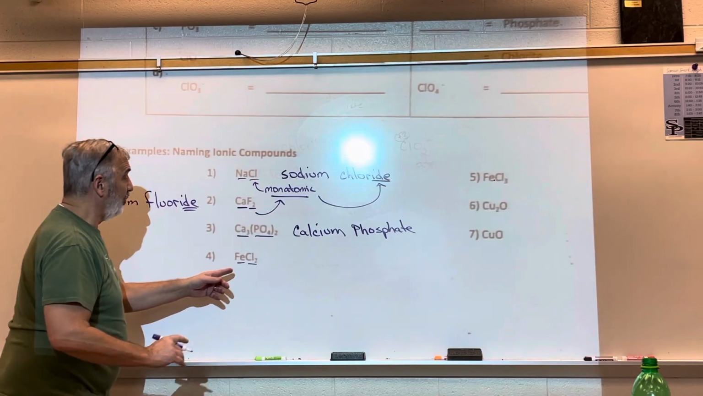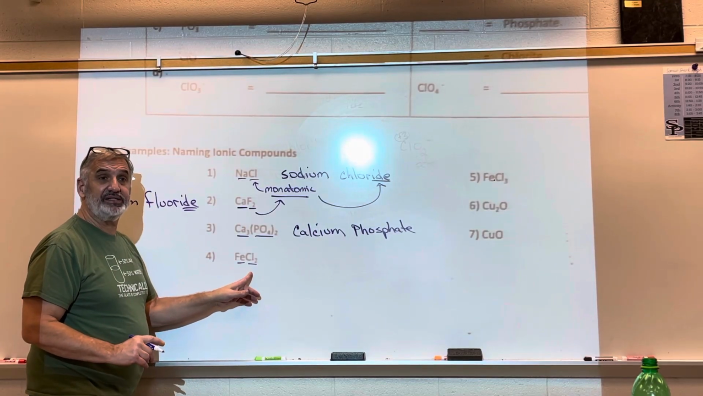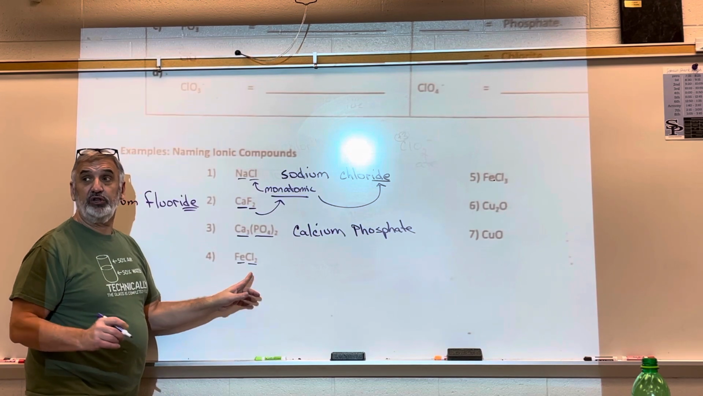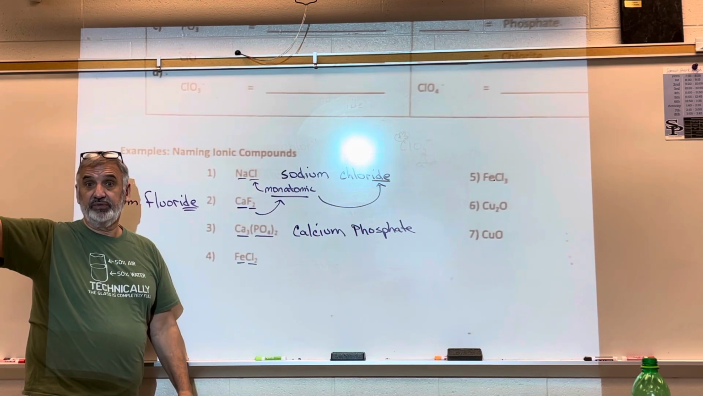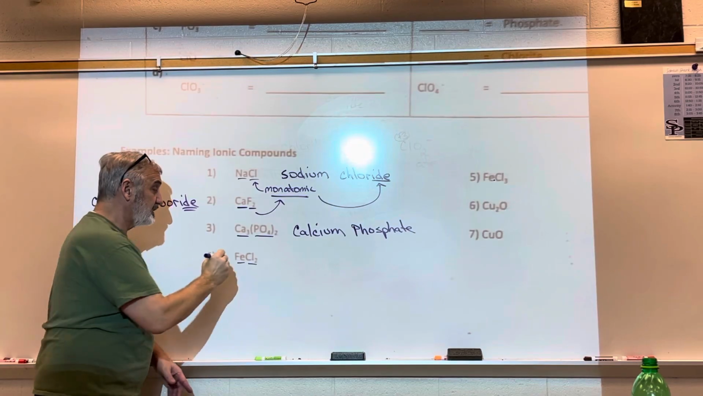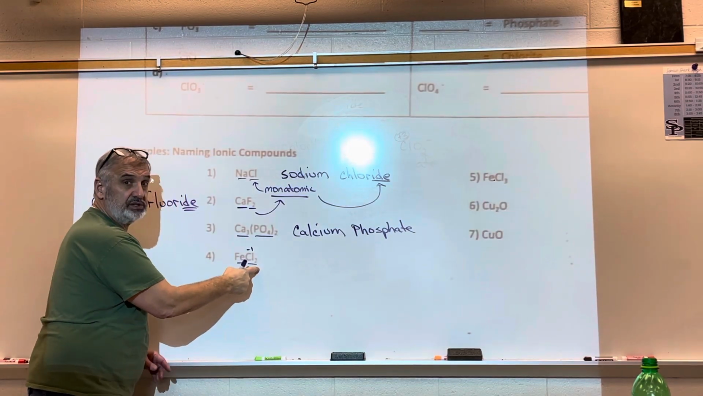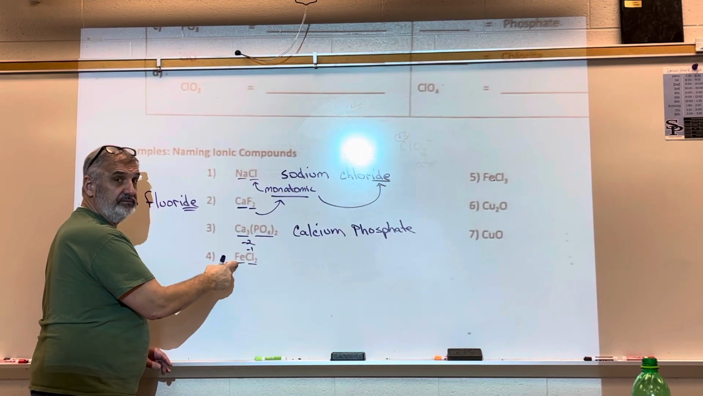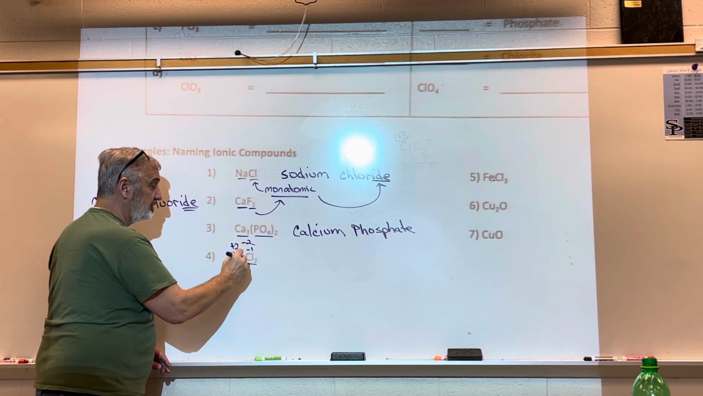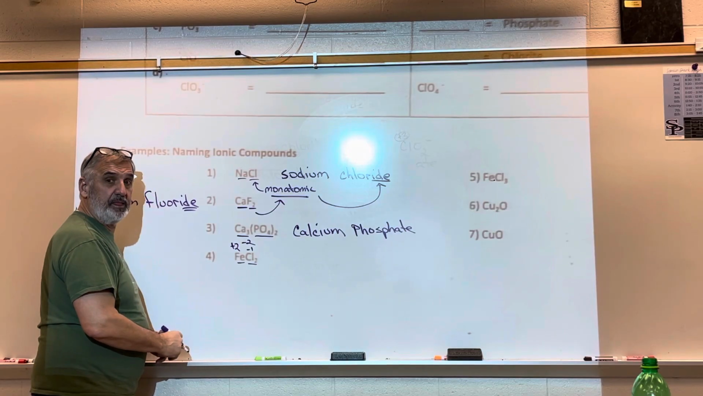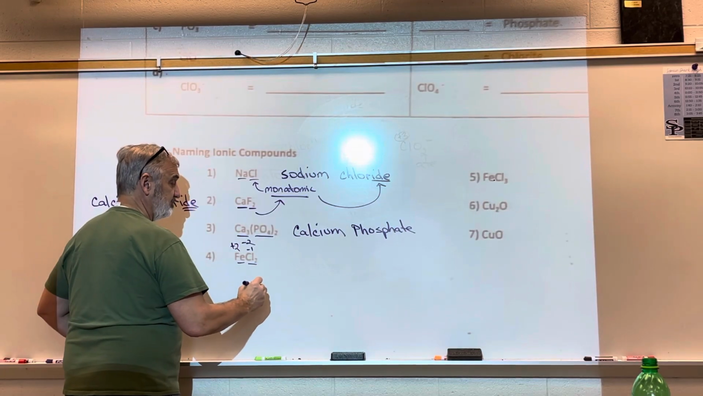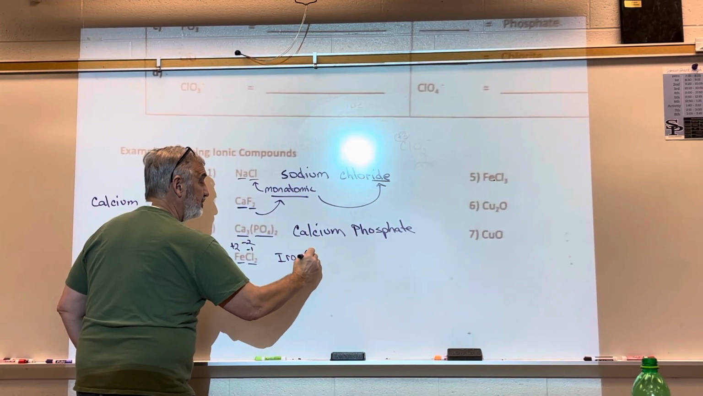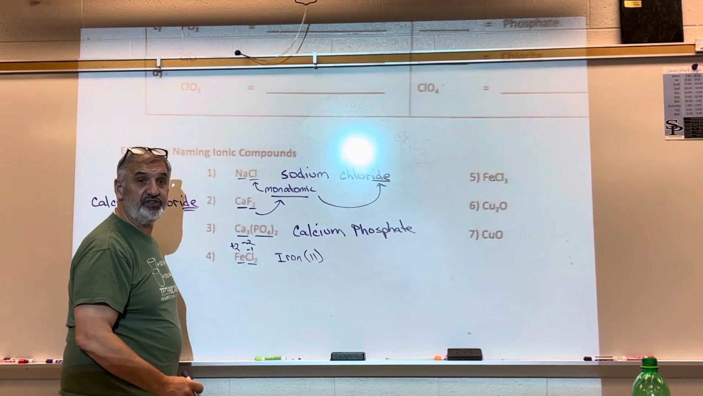So what do I know though? Chloride's oxidation or charge is going to be. Chloride's a halogen, right? So it's always going to be -1, but we have two of them, so it's going to be -2. Therefore, iron is going to be +2. So what's the name going to be? Iron, Roman numeral 2 in parentheses, chloride.